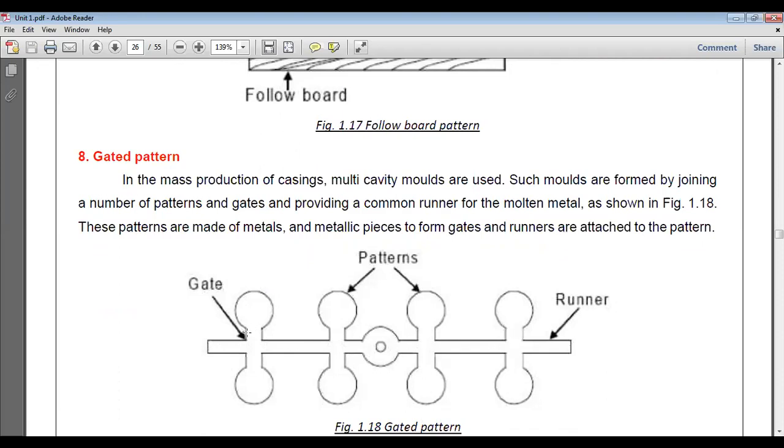So these are the gates, as I earlier told in the first lecture, that ingates are the entrance to the mold. So when these patterns are given, gates are also made at the same time along with the runner. So these are known as gated patterns that have basically an entrance provided to the pattern. These patterns are made of metal and plastic pieces to form gates, and runners are attached to this pattern. These are known as gated pattern.